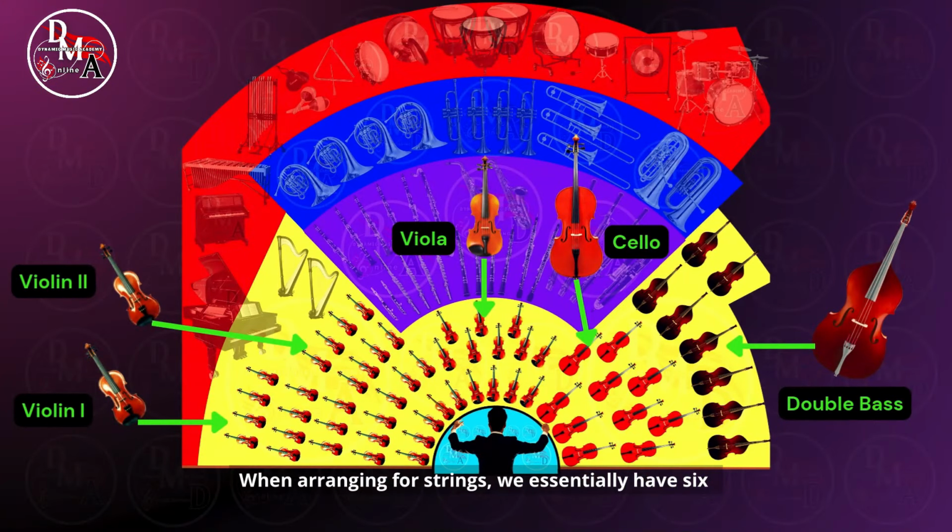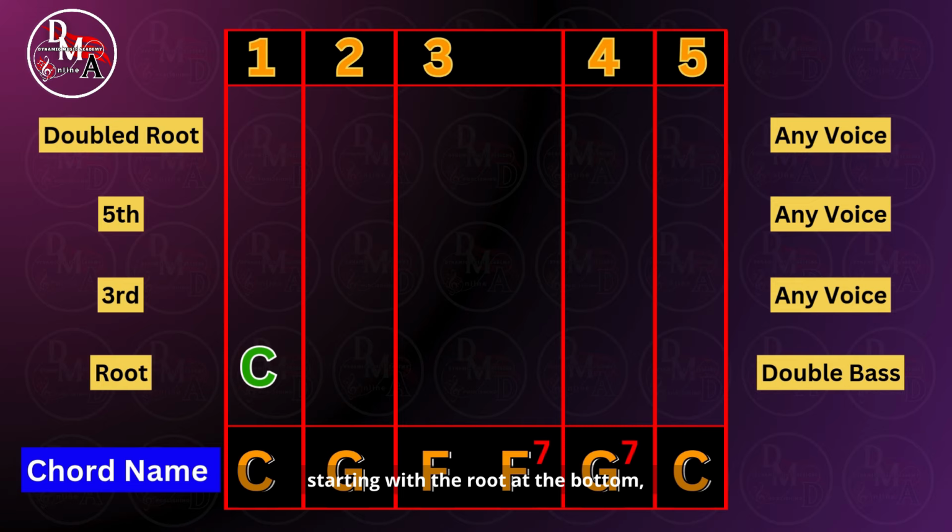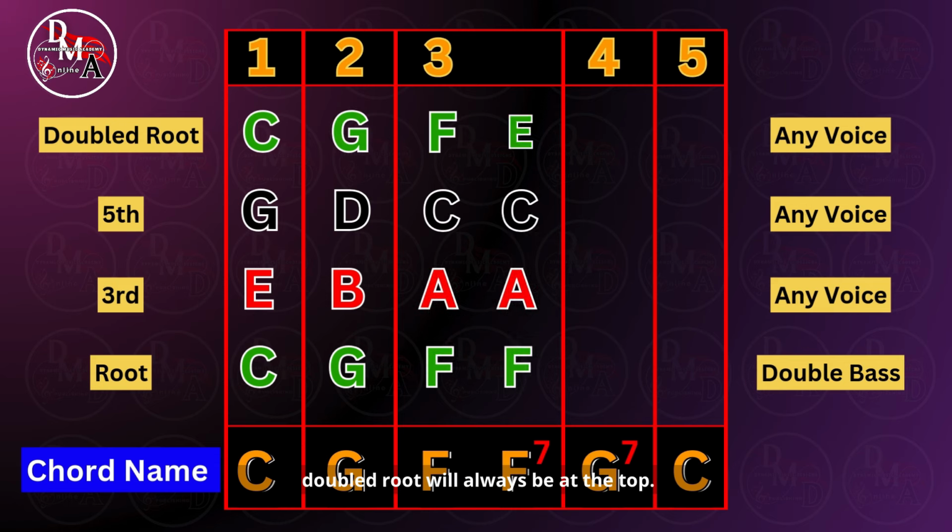When arranging for strings, we essentially have 6 parts or instruments, which need to then be arranged in 4-part harmony. There is a method I developed for my arranging students that helps them keep track of which chord notes they have used, preventing confusion, especially when they are still learning the principles of harmony. So what I do is I build the chords using letter names, starting with the root at the bottom, then the 3rd, the 5th, and finally doubling the root by placing it at the top. However, this doesn't mean that the doubled root will always be at the top.